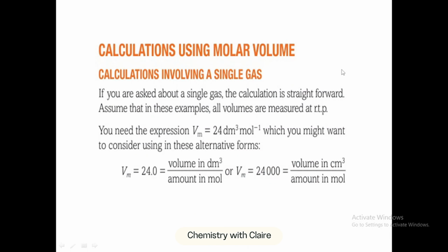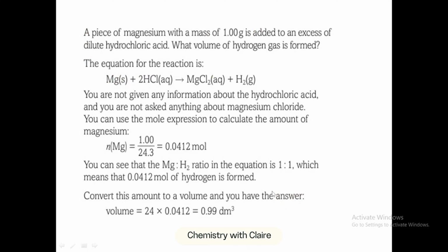Next, you have calculations involving molar volume. This is also prior knowledge from O levels. When you are finding the volume, you have to understand what the formula is. You have already done it before. Volume is equal to amount in mole, multiplied with your molar gas volume. So your molar gas volume can be in dm cube, that is 24, and if it is in cm cube, it should be 24,000. Examples of that are mentioned here.